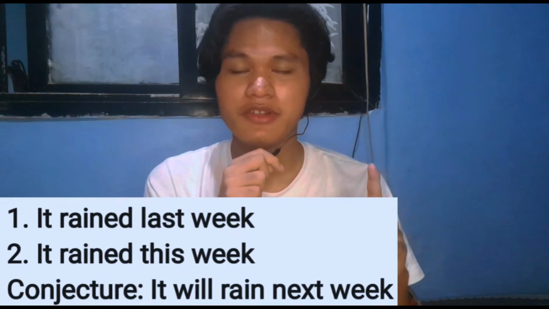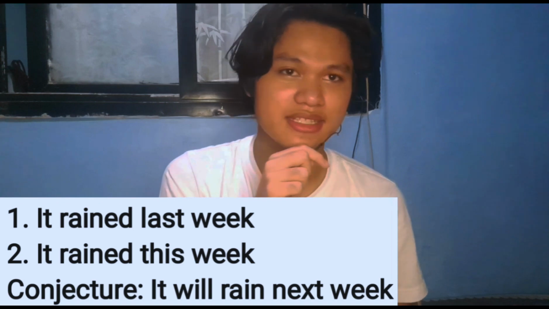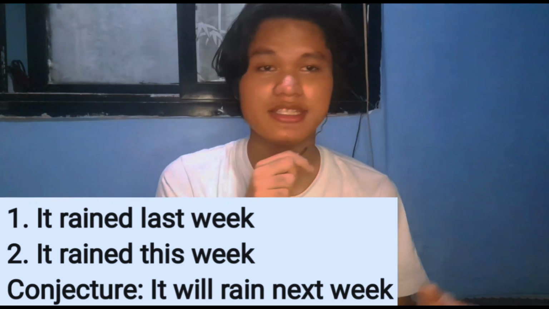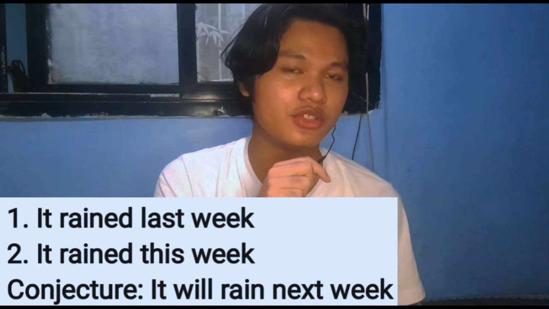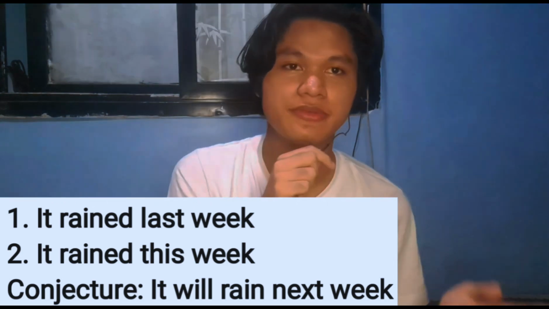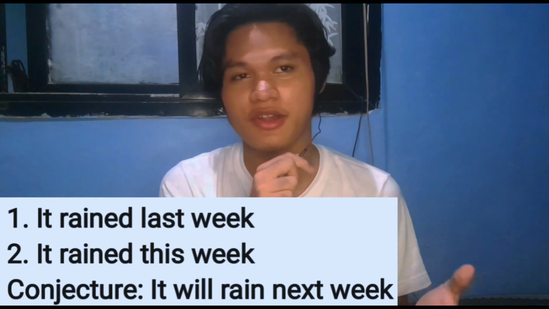So here is an example of inductive reasoning. The first sentence states that it rained last week, and the second sentence states that it rained this week. Based on the given statements, we can therefore conclude, or we can have a conjecture, that it will rain next week because of the pattern that it rained last week and it rained this week, so therefore it will rain next week. Basically, one thing to remember about inductive reasoning is that it goes from specific to general, and also note that inductive reasoning is not always correct.